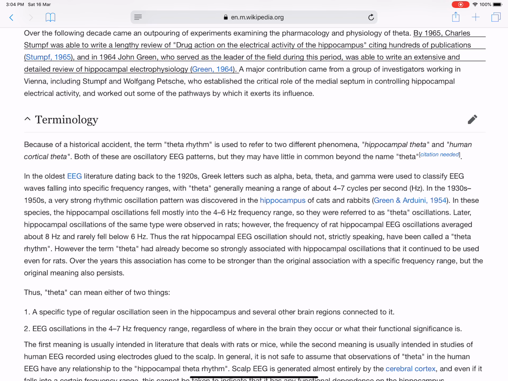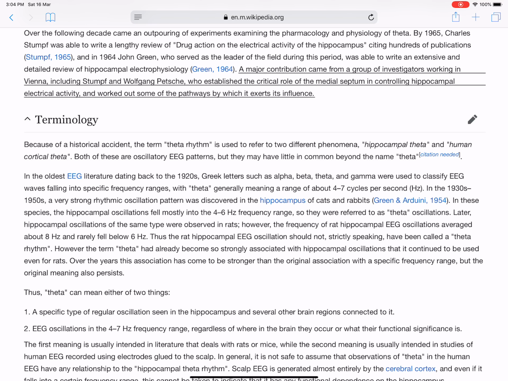Green, 1964. A major contribution came from a group of investigators working in Vienna, including Stumpf and Wolfgang Petsche, who established the critical role of the medial septum in controlling hippocampal electrical activity, and worked out some of the pathways by which it exerts its influence. Terminology.